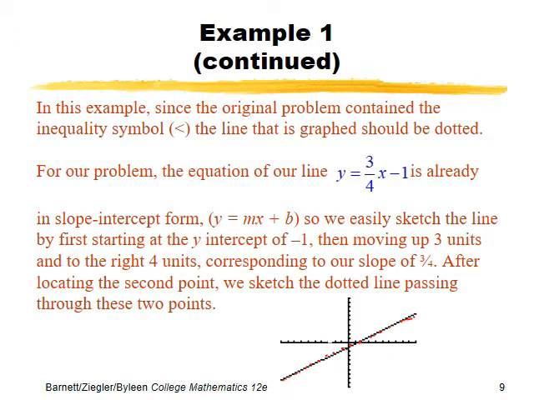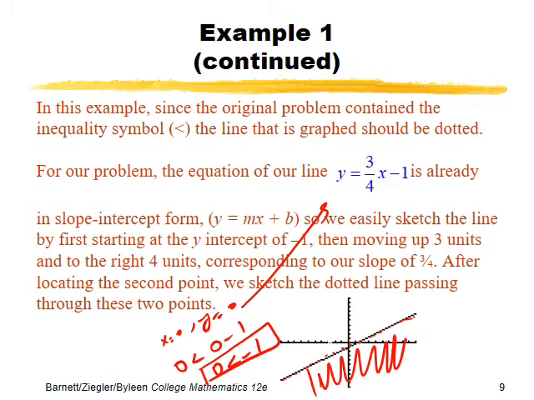Now we choose the test point 0, 0. So we substitute x equals 0, y equals 0 into the linear inequality, which gives 0 less than 0 minus 1. 0 is less than minus 1. That is not true. So the shaded area would be below, because this inequality is not satisfied by the test point. The shaded area would be the opposite side of the plane from 0, 0.